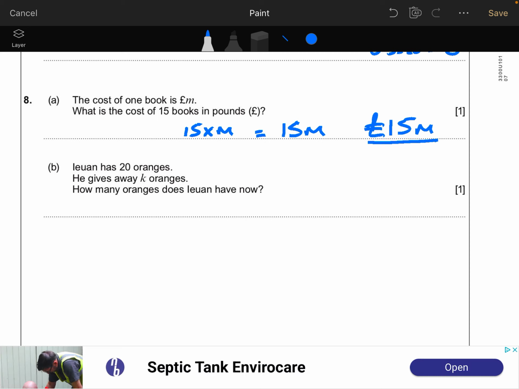Part B. Yuan has 20 oranges. He gives away K oranges. How many oranges does Yuan have now? Well, he started with 20 oranges, and we've given away or taken away K oranges, and that's the answer. That's it. We're just rewriting it, but in terms of that K. Moving on.